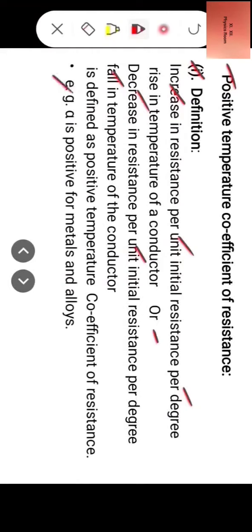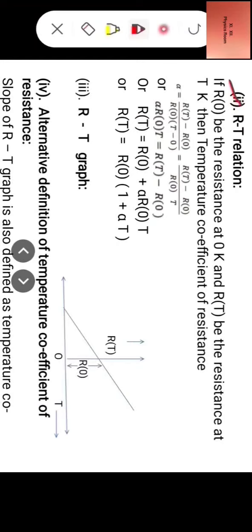For example, alpha is positive for metals and alloys. Second, RT relation. If R0 be the resistance at 0 Kelvin and RT be the resistance at T Kelvin, then temperature coefficient of resistance alpha is equal to (RT minus R0) divided by R0 into (T minus 0), or it is equal to (RT minus R0) divided by R0 into T, or alpha R0 T is equal to RT minus R0.